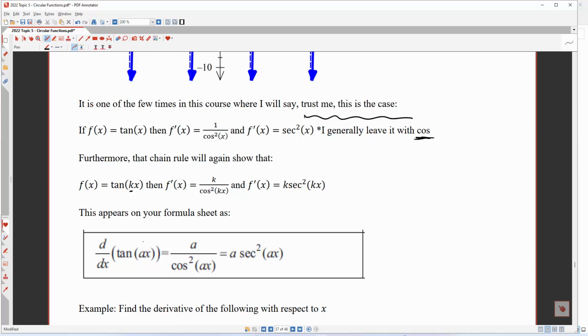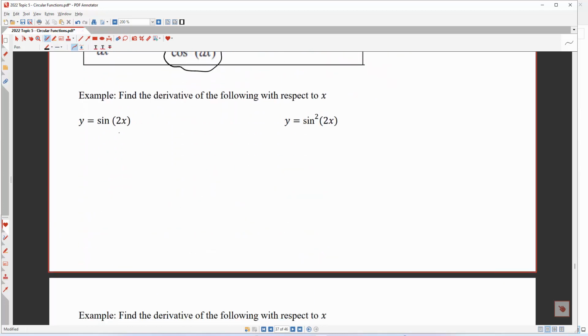And again, on your formula sheet, this is written as this. Generally, I use this version of it rather than this. All right, so let's do it. So we're going to go y equals the sine of 2x.